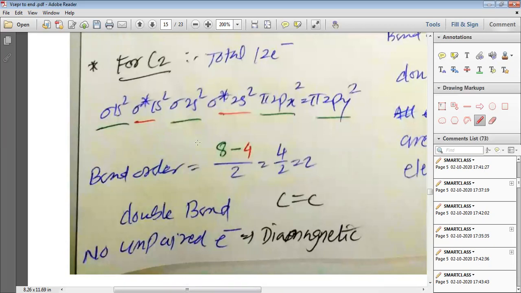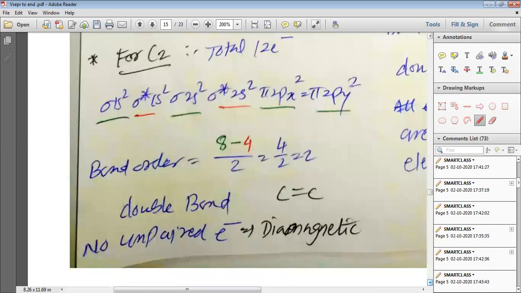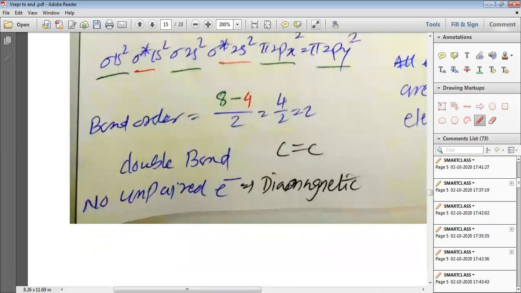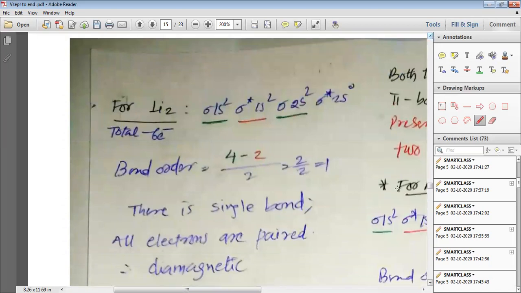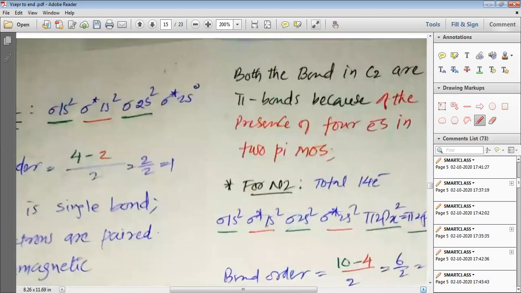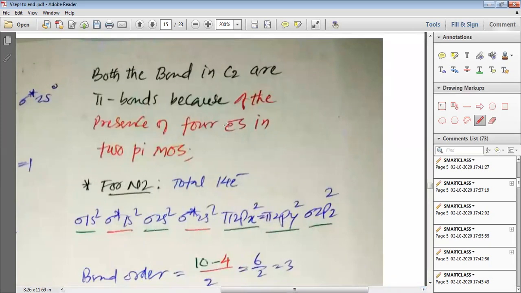That is why when the C2 molecule is formed, we have a double bond between these two carbons, and there is no unpaired electron. The C2 molecule is diamagnetic in nature, my dear students. This is how we can understand the formation of the C2 molecule. Now you can see here, both the bonds in C2 are pi bonds because of the presence of 4 electrons in the pi molecular orbitals. You have seen that the molecular orbitals pi 2px2 and pi 2py2 have 4 electrons, and that is why both the bonds formed between two carbons are considered to be 2 pi bonds.